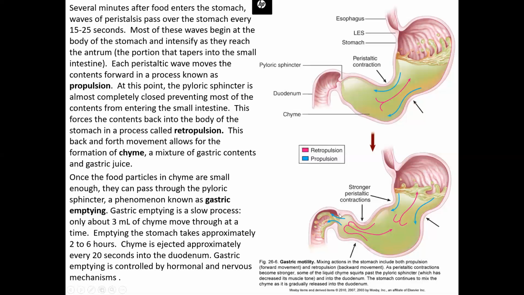When the pyloric sphincter relaxes, it doesn't just allow everything out at once. Through the process of what we call gastric emptying, we release a very small amount, and we do so very slowly, which takes about 2 to 6 hours. And that's because we're only emptying about 3 mils at a time. 3 mils is a very insignificant amount.